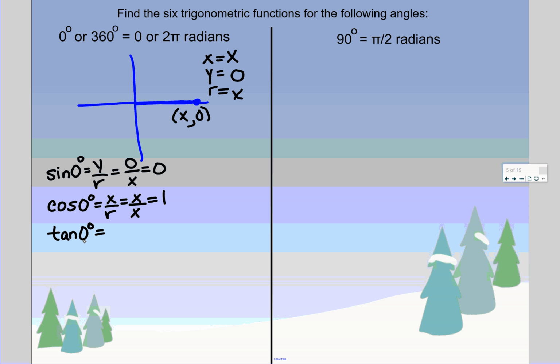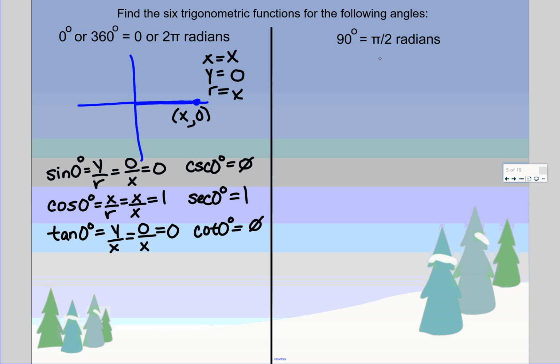Tangent of 0, or 360, is y over x, by definition. Y is 0, x is x. If I divide them, I get 0, because 0 divided by anything is 0. Once you have those three, flip them, and you get the other reciprocal functions. Cosecant of 0 degrees. Imagine if I flip 0 over x and make it x over 0. X over 0, what's the issue with that? It's undefined, right? The reciprocal of 0 is undefined. If I get 0, that's because there was a 0 in the numerator. If I get undefined, it's because there was a 0 in the denominator. Okay? Secant is just going to be the reciprocal of 1, which is 1. And cotangent is the reciprocal of 0, which is undefined. And you can write the word undefined, or you can use that.